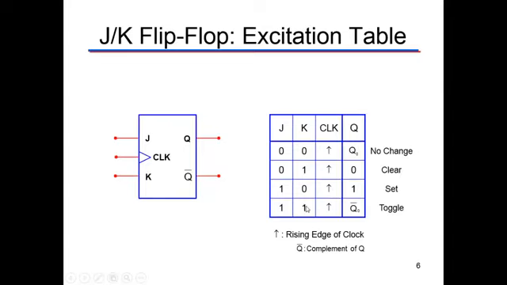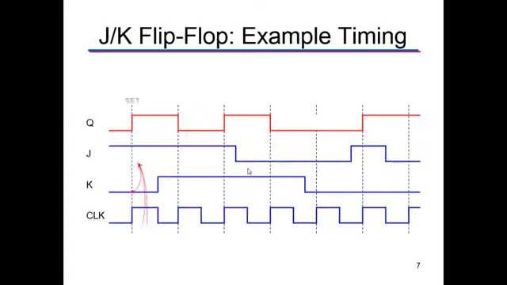And then when they're both 1, that's called the toggle condition, and it will just flip the values of Q and not Q. So when they're both 0, it doesn't change. If they're both 1, it toggles. If J is 0, then it clears Q. If J is 1, then it sets Q. And remember that not Q is just the opposite of Q.